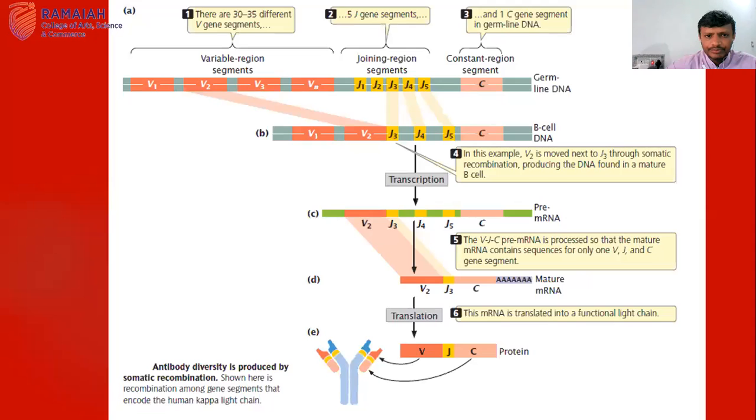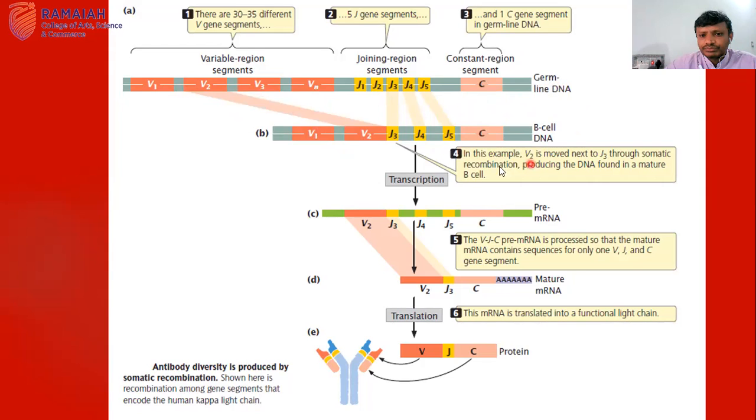So I'll directly jump to the diagram. As you can see here, there are 30 to 35 different variable gene segments, 5 gene segments for joining, and one constant gene segment in the germline DNA. From this germline DNA, the selection takes place. A few will be taken from the variable clusters, a few from the joining clusters, and one constant is taken from the single constant cluster into the B cell.